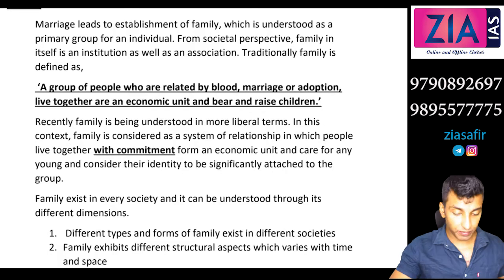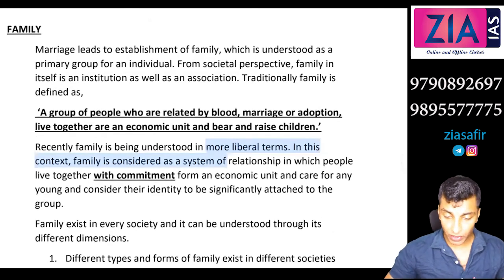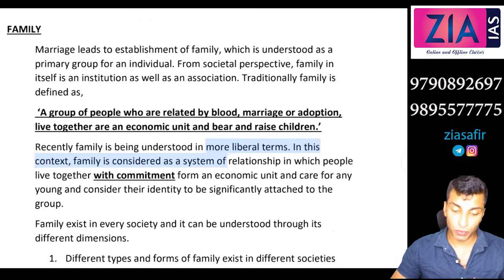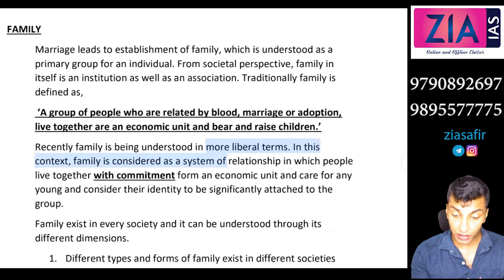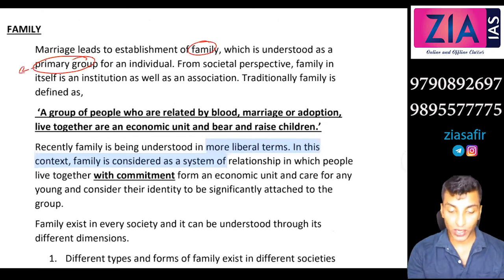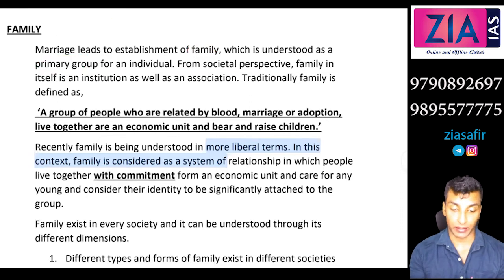Now, family. Marriage leads to the establishment of family, which is understood as a primary group for an individual. An individual is actually born in a family, right? So this is going to be the primary group. You can relate it to Mead, whom we discussed yesterday. From here the outer conversation starts, the self develops, and all these things actually happen in the family. So by writing Mead, you can also talk about the importance of family for a child.